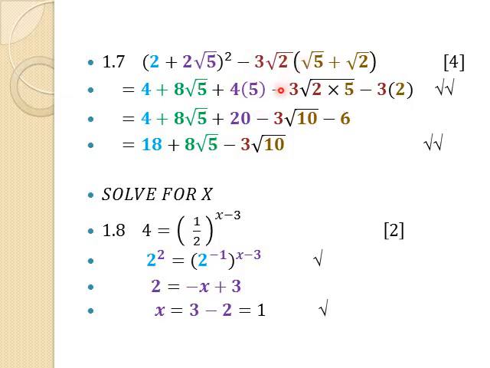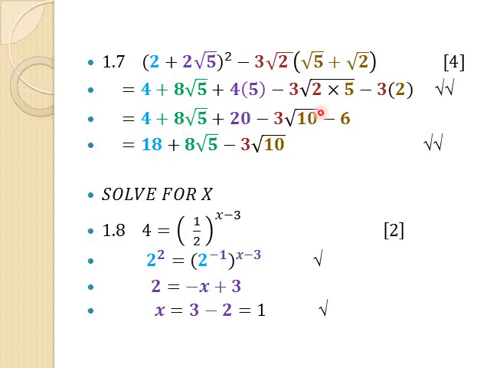Negative times positive, negative. 3 times 1, 3, and that becomes square root 2 times 5, all under 1 square root because it's the same. Negative times positive gives me negative. 3 times 1 is 3, and square root 2 times square root 2 simply stays 2. So this stays 4 plus 8 square root 5 plus 4 times 5 is 20. 2 times 5, I assume you know, is 10, and negative 3 times 2 gives me negative 6. 4 plus 20 gives me 24, minus 6 gives me 18.